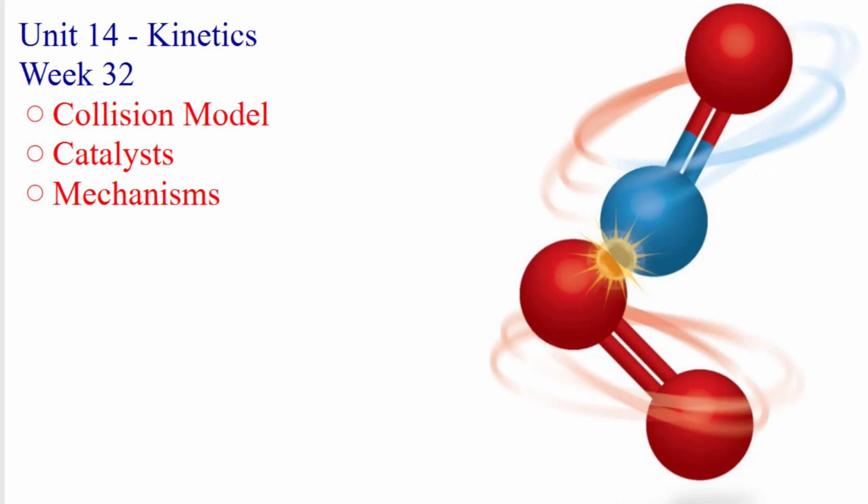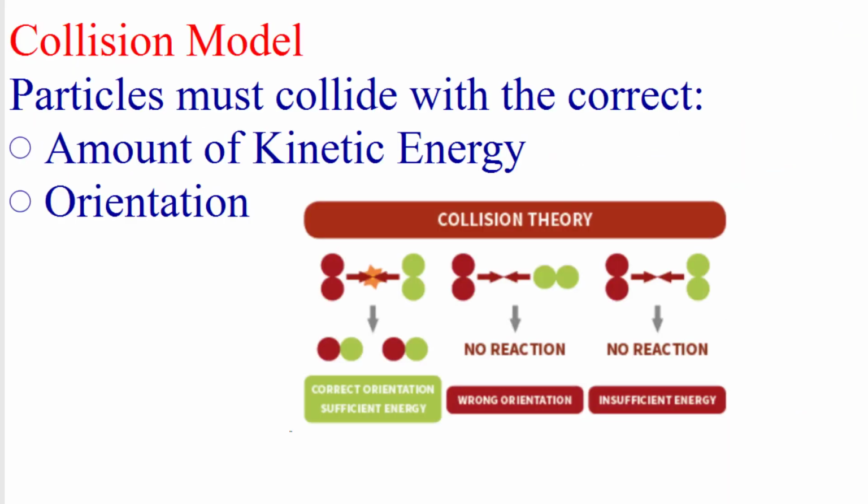Well, in week 32, we're going to be zeroing in on the collision model. We're going to take a look at catalysts. And last, we're going to take a look at mechanisms of a chemical reaction. So first, let's start with the collision model. What does the collision model mean?